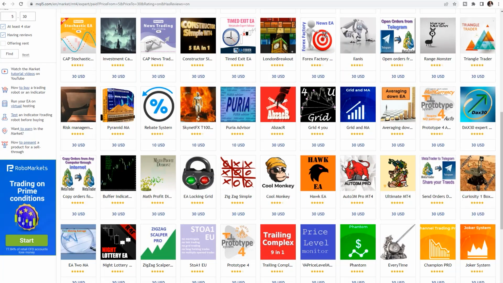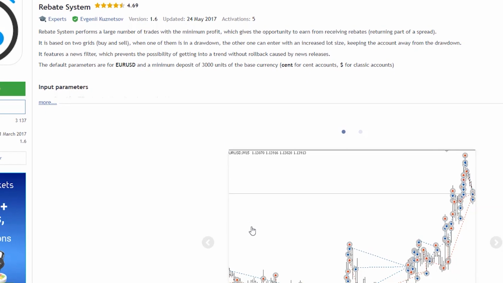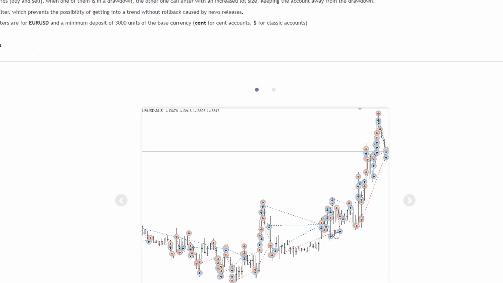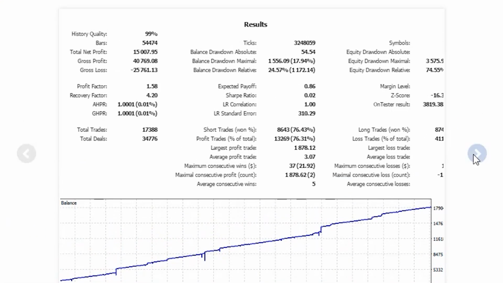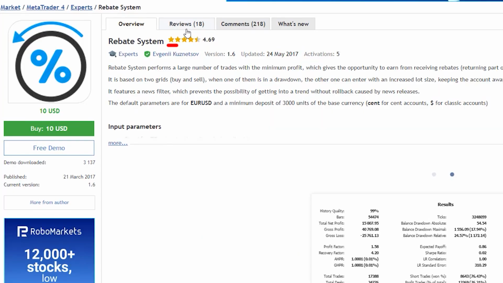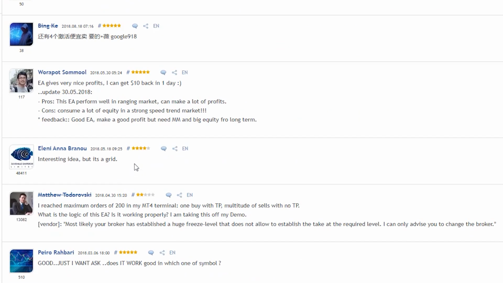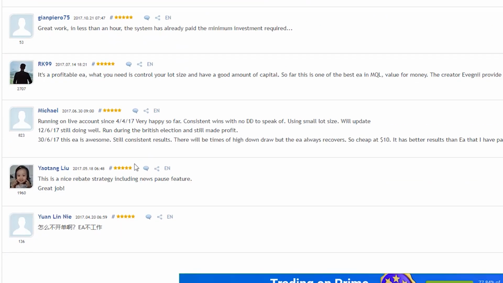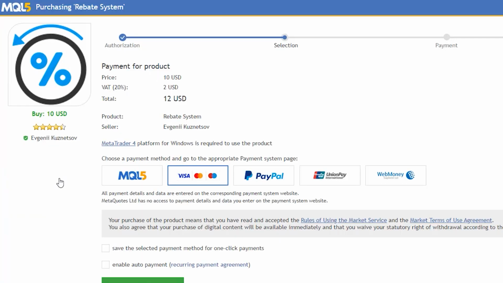So let me show you the expert advisor I have selected. It is called the Rebate System, and the reason I have selected that expert advisor is because first, it is very active. You can see the screenshots we have over here. The balance chart looks really good and we have a very good rating and 18 reviews, and most of them are actually pretty good. So I decided to buy this expert advisor.